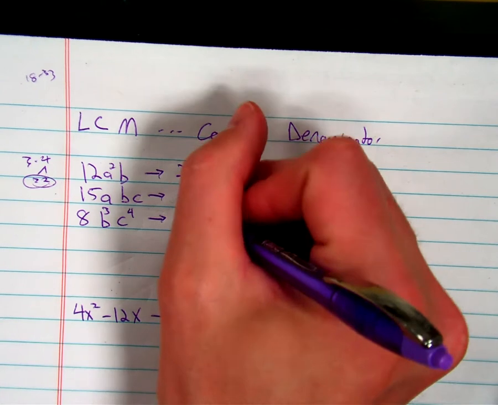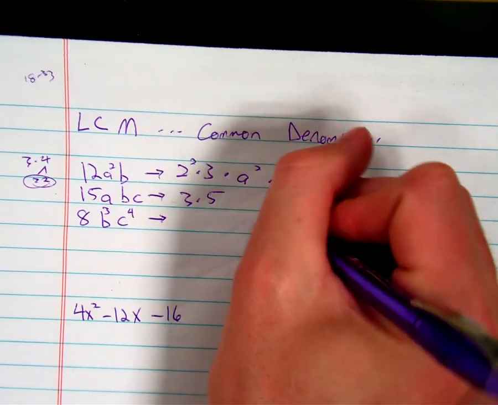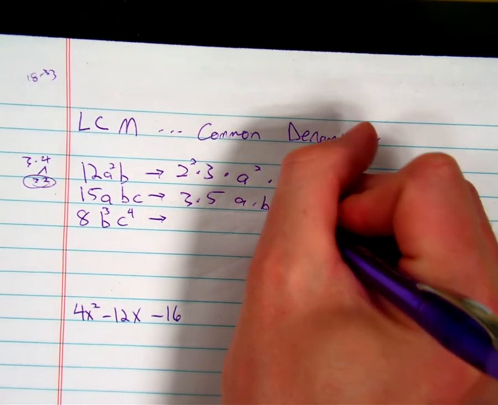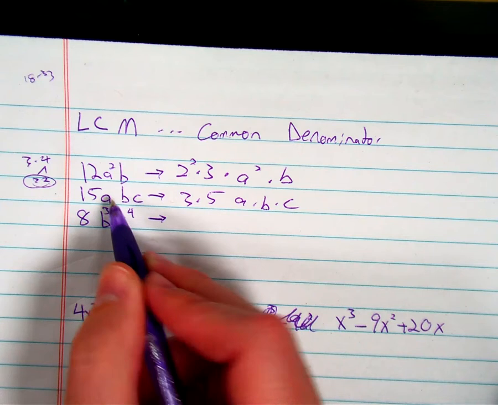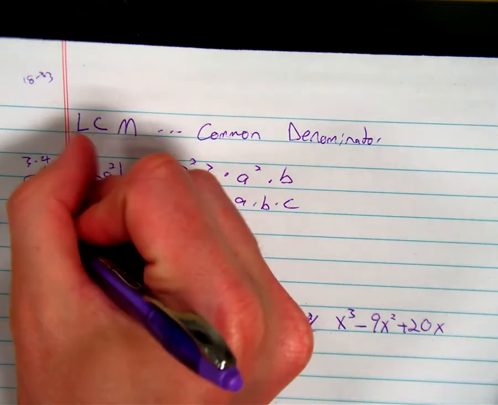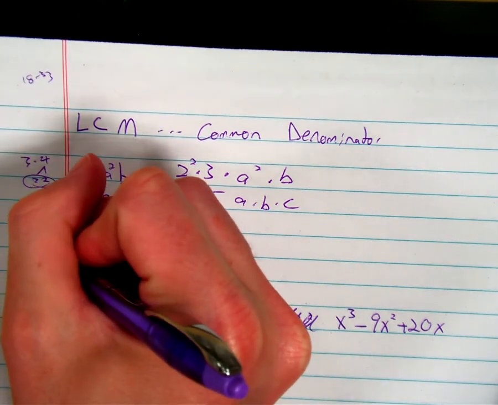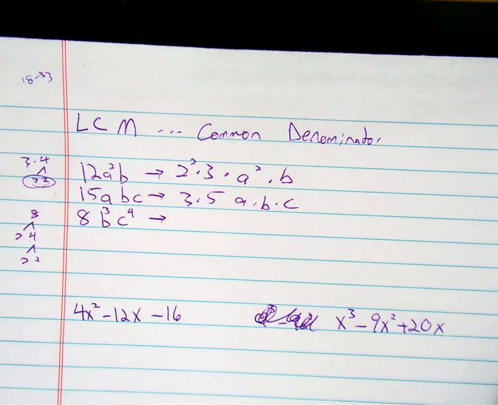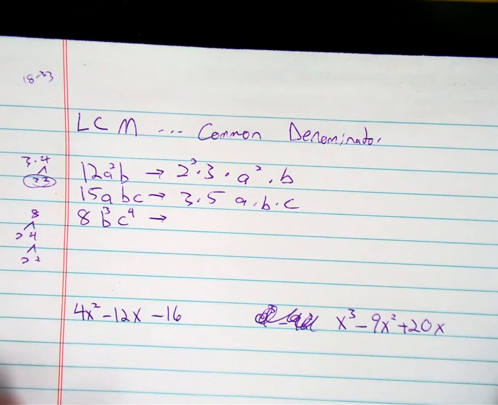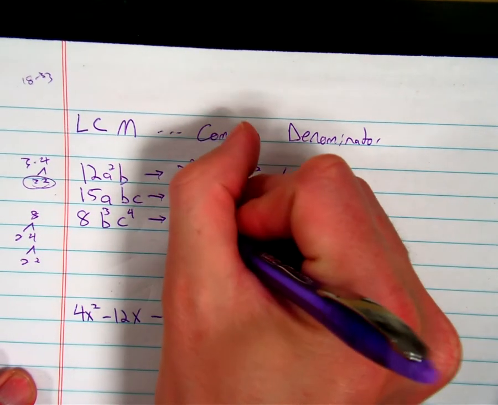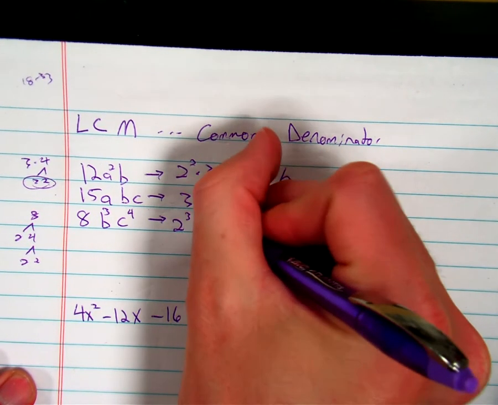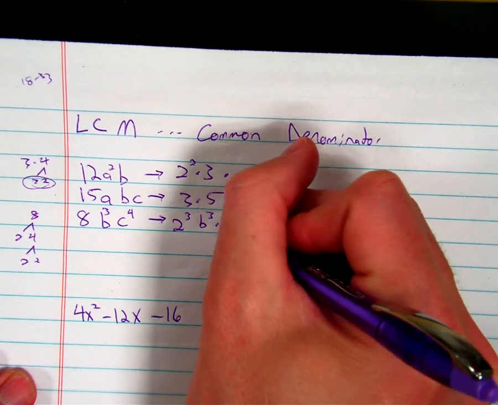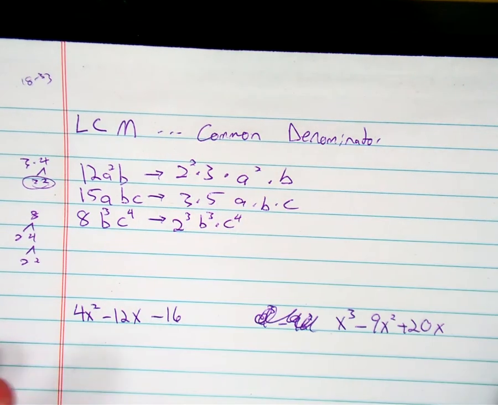15 isn't too bad. It's 3 times 5, a times b times c. No exponents on those. 8, right? 8 is 2 and 4, and 4 splits apart to 2 and 2 again. So we have 2 times 2 times 2. We have 2 to the third times b to the third times c to the fourth.